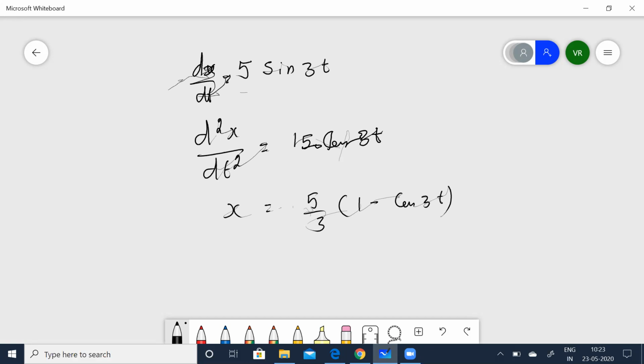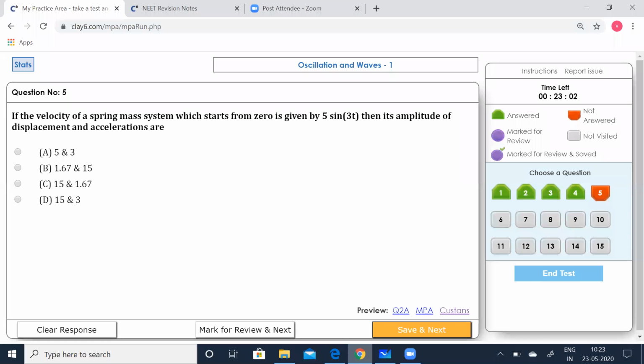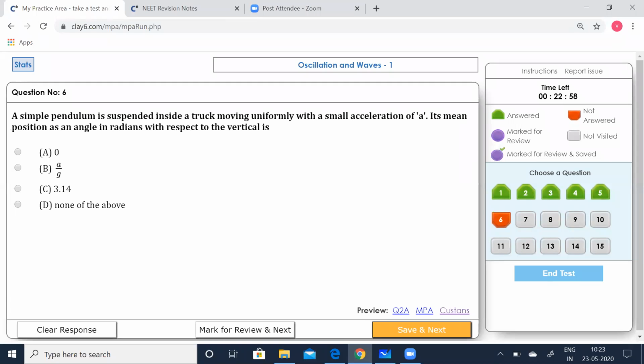So now compare. You can see that A is equal to 15, and 5 by 3 is going to be the displacement, which is nothing but 1.67. Okay, so x is equal to 1.67. 5 by 3 is 1.67. So quickly, 1.67 and 15, option B is correct. Save that, go to the next.